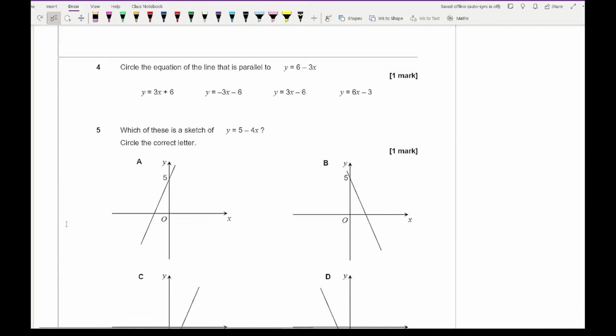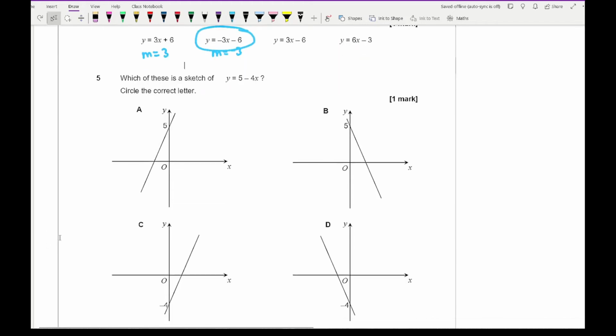Moving on to question 4, it says circle the equation of the line that is parallel to y equals 6 minus 3x. So here my gradient is minus 3 and parallel lines have the same gradient. So here for this first option, my gradient is 3. For this second one, my gradient is minus 3, and that is the same. So I don't need to worry about the other two because it's only one that I need to circle.